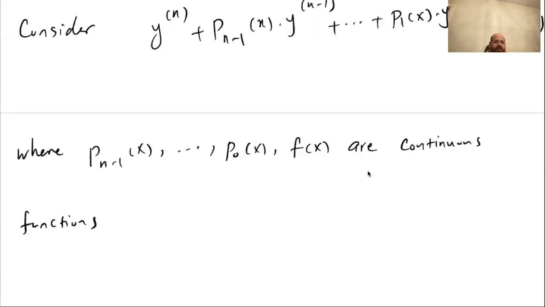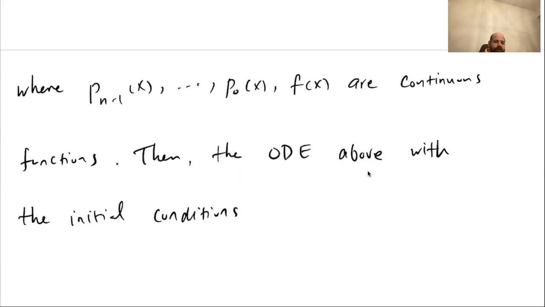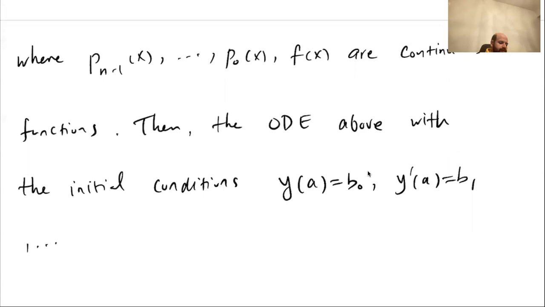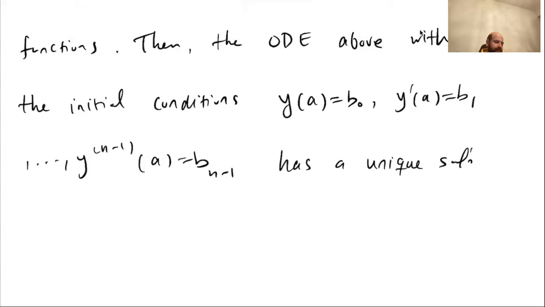So consider this, where these are continuous functions, then the ODE above with the initial conditions, let's say y of A equals B0, y prime of A equals B1, all the way to the (n minus 1)th derivative at A equals, let's say, B n minus 1, has a unique solution. Here A is any number in the domain.